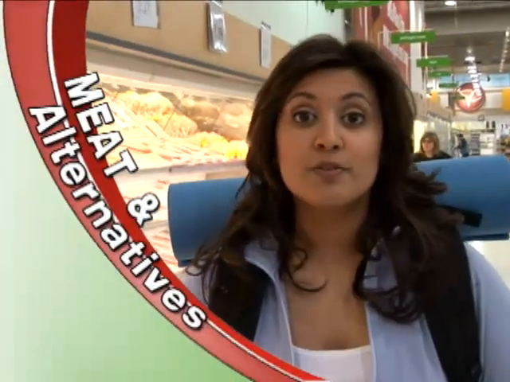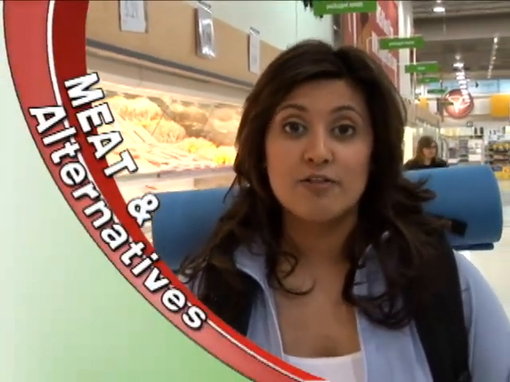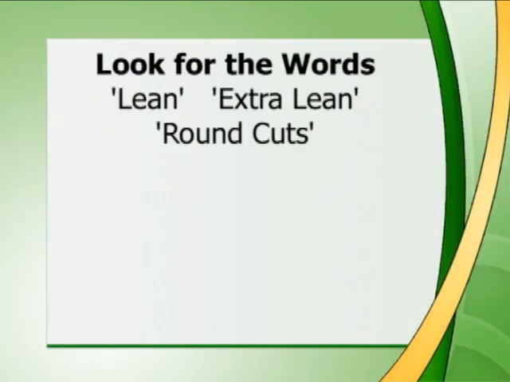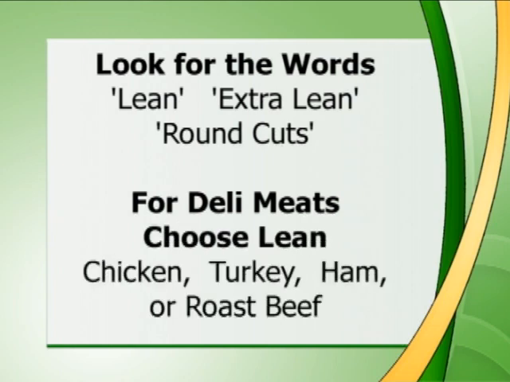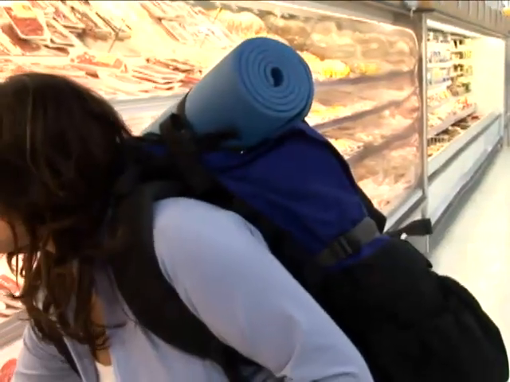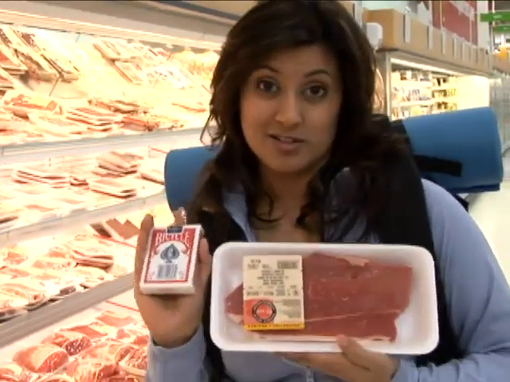Meats and alternatives provide us with some protein, fat, some B vitamins, and some minerals such as iron. Choose lean meats and poultry when selecting your meat products. Look for the words lean, extra lean, and round cuts. For deli meats, choose lean, such as chicken, turkey, ham, or roast beef. Remember, a serving size is only 75 grams or 2.5 ounces, which is smaller than a deck of cards.